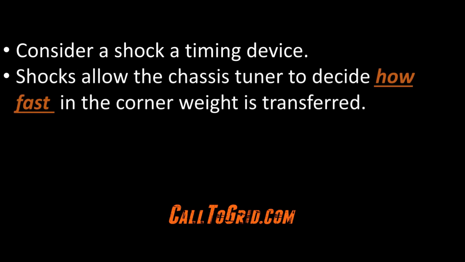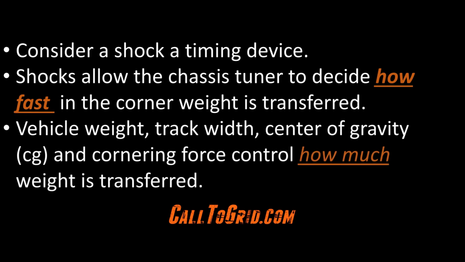To break through the mystery of the racing shock and how it influences handling, the best way to view a shock, or damper by its proper term, is to simply view the shock as a timing device. Shocks allow the chassis tuner to decide how fast in the corner weight is transferred. Whereas track width, center of gravity, and cornering force control how much weight is transferred in a corner. See our previous video on our channel where we break down the relationship between weight transfer and body roll.